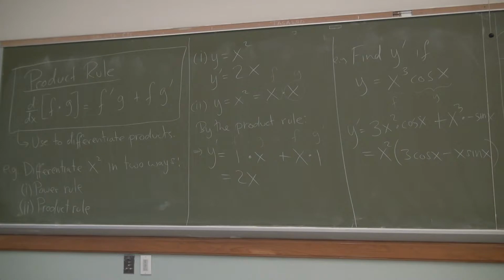Questions on the product rule? You just differentiate one function at a time and add it together. That's basically what it is. You can't just differentiate both and stick the derivatives together. That doesn't work.